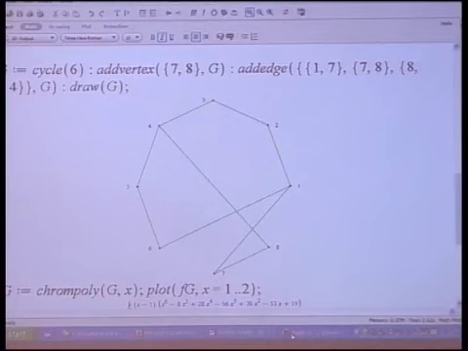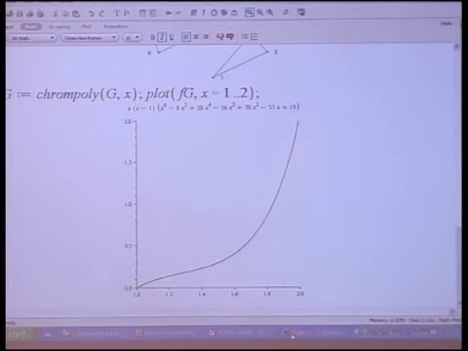Okay, now let's see what happened. The chromatic polynomial of this graph has no zero between 1 and 2.